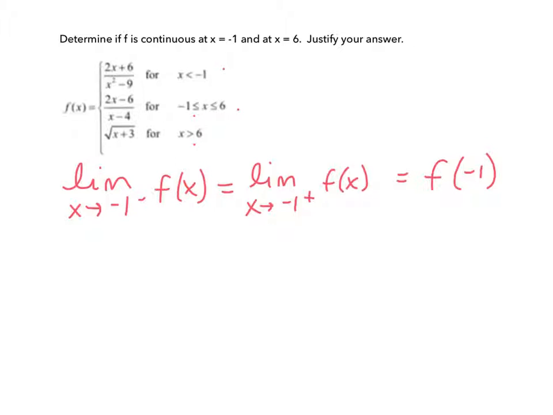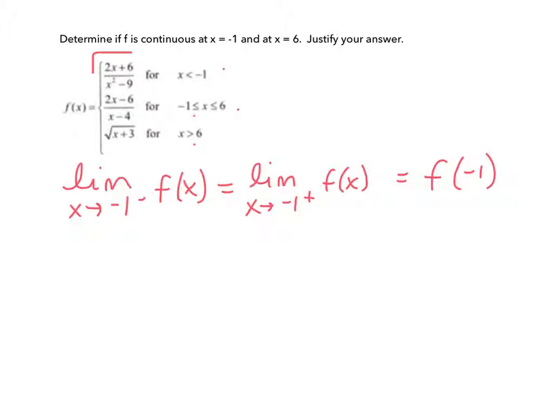So if I'm asking to evaluate the limit as x approaches -1 from the left, well, from the left is asking for numbers that are to the left of -1. So numbers to the left of -1 would mean x would be smaller than -1. And so we would want to use this first piece of the graph, okay? And so of the function.